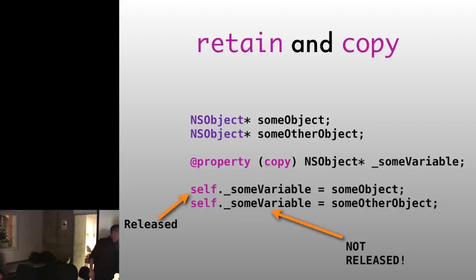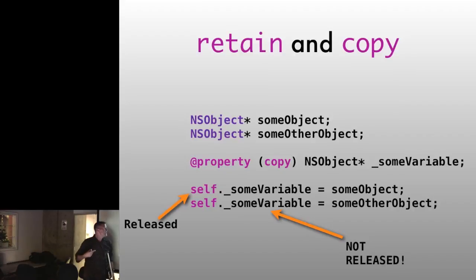So it'll call release on the copy of some object. However, if you set it down here, the last time you've set it, it doesn't know that it needs to release it out from underneath you. It doesn't want to release it out from underneath you. So even if you have multiple sets in a row on a copyable property, you still need to release this last copy. Does that make sense?